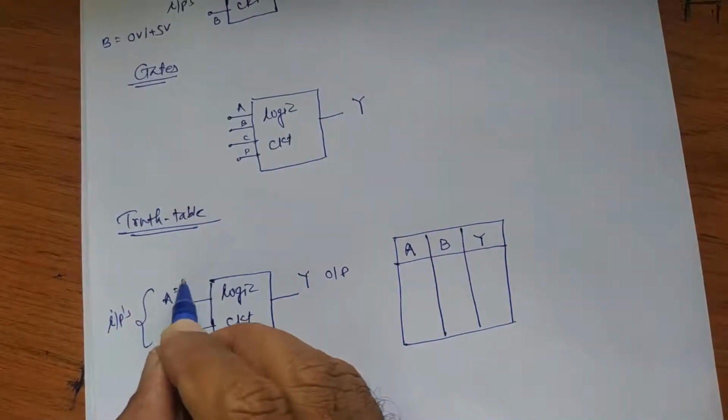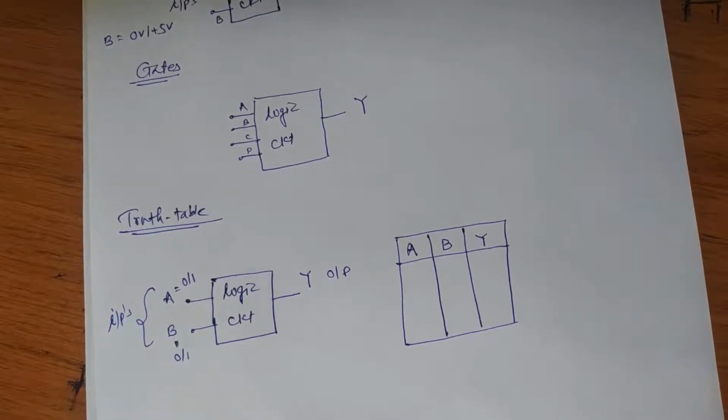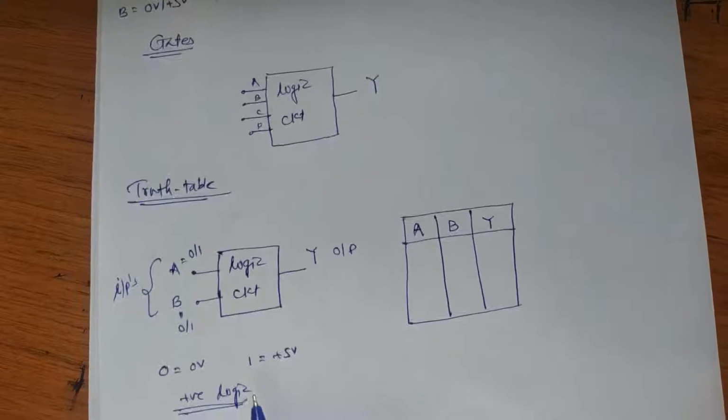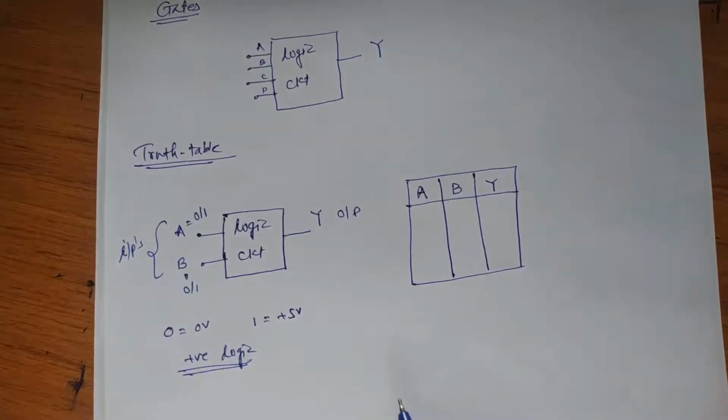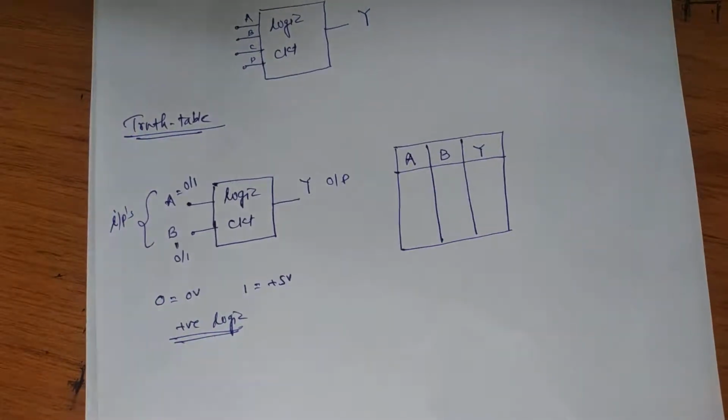Input A may be 0 or 1. B may be 0 or 1. What is meant by 0, 1? 0 and 1 indicate the voltage levels, which are also known as logic levels. 0 indicates 0 volt, 1 indicates plus 5 volt for positive logic. What is positive logic? We will explain after seeing all the gates.